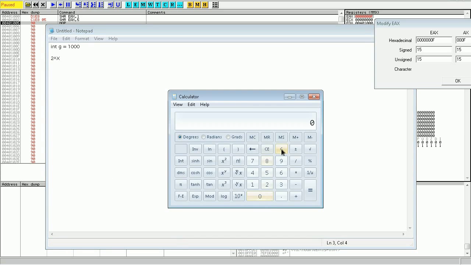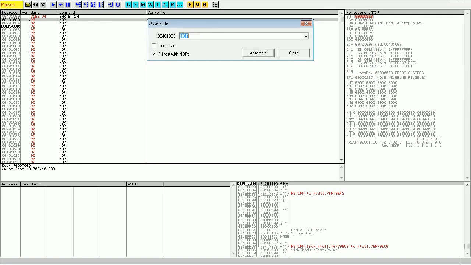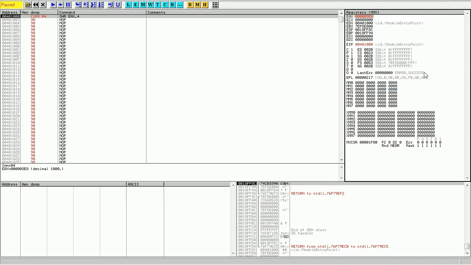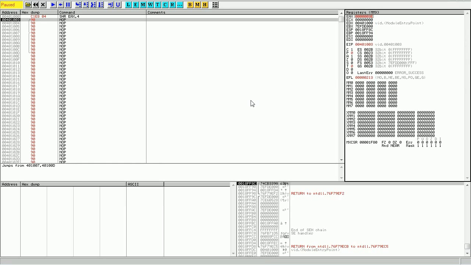So it would be 2 raised to the fourth power is 16. And if we take our 1,000 and divide it by 16, we get 62.5, which this would get lost. You'd only have 62. So do we get that same value in Olly if we do it that way? 1,000, and we said by 4, which is the same as 2 to the power of 4 is 16 in decimal. So now if we do new origin here, okay, so we're at 1,000, we shift, now we're at 62. So it's just math. It's nothing scary, it's just math.